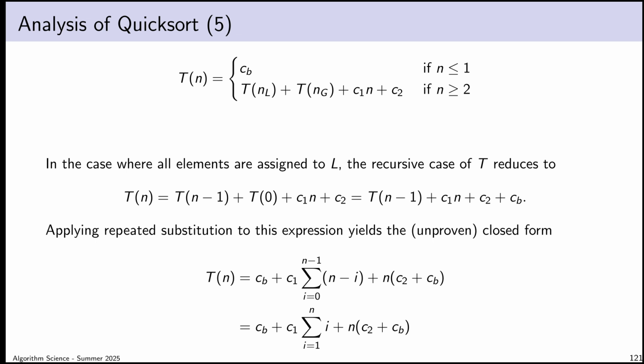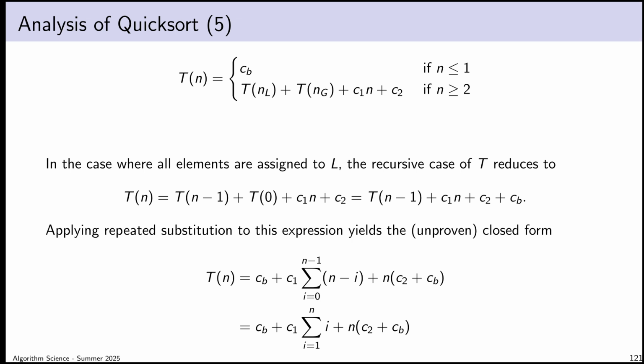So in the case where everything ends up in L, or symmetrically where it all ends up in G, it's going to be the same either way, and the recurrence reduces down to this. So this is NL, n minus 1, and this is NG, which is 0. Okay, so I can now eliminate the T of 0 pretty easily. That's just going to be CB. So that's where I got the CB from. And then I have this, which is a recurrence in a pretty normal-looking form for us. We can't use the master theorem on it, but we can solve it with repeated substitution. So I went and did that, and I got this closed form. You're welcome to go right ahead and try it yourself, and you'll probably get the same closed form.